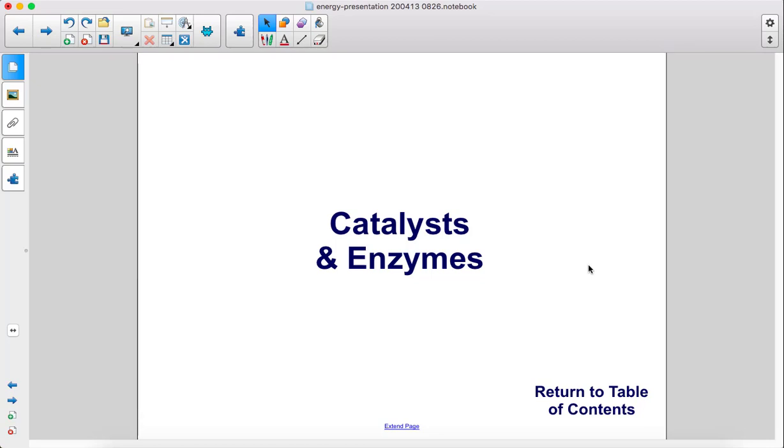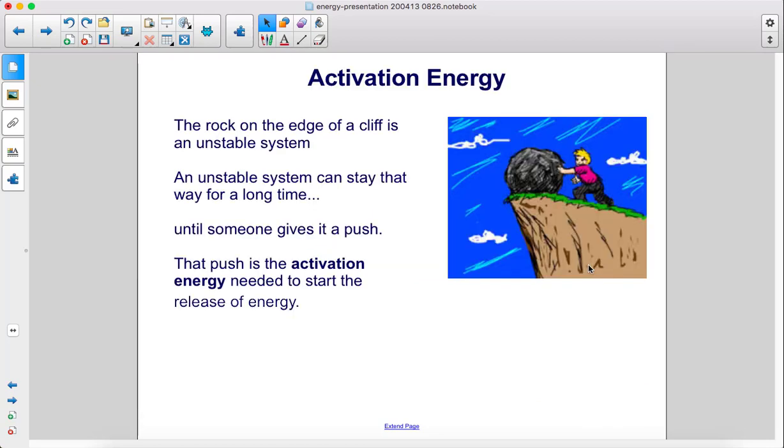Catalysts and enzymes. The rock on the edge of a cliff is an unstable system. An unstable system can stay that way for a long time, until someone gives it a push. That push is the activation energy needed to start the release of energy.